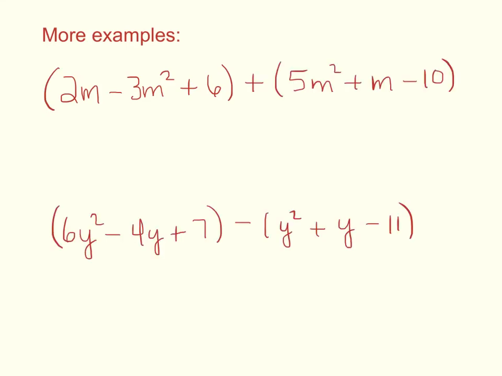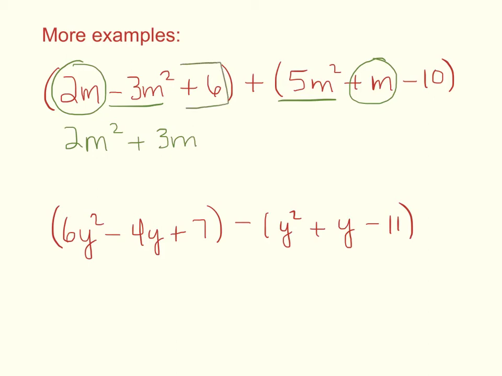Here are a couple more examples. The first one is addition, so you want to make sure that you notice the sign in here. This is addition, so all we have to do is combine like terms. Here are my like terms. Negative 3m squared and 5m squared is 2m squared. Then I have 2m and plus m is 3m. Then I have positive 6 plus negative 10 is negative 4.